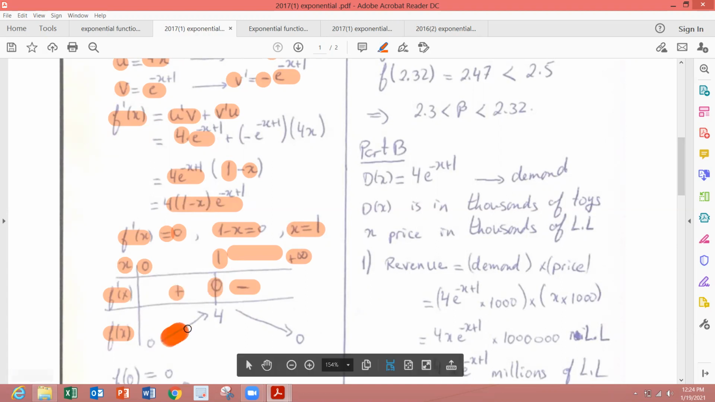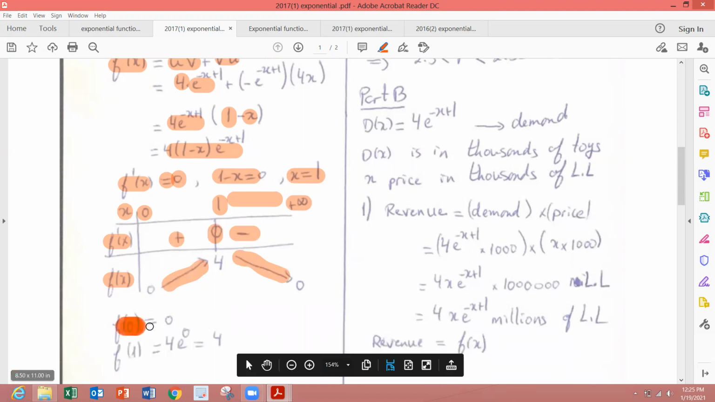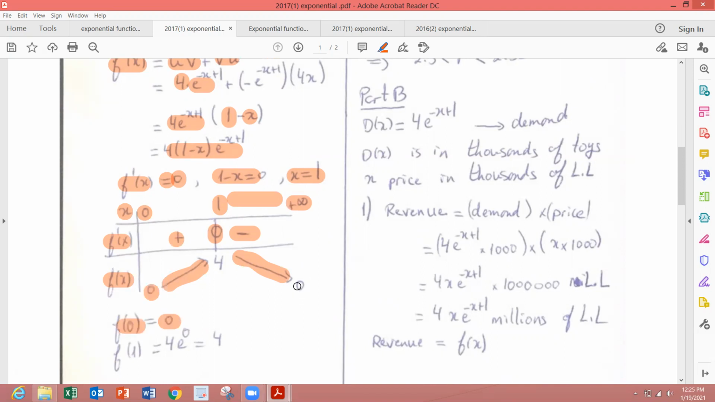Positive means the function is increasing. Negative means the function is decreasing. At 0, we calculate f of 0. f of 0 equals 0, so we put 0 here. The limit at plus infinity is 0, so we have a horizontal asymptote. f of 1 equals 4.